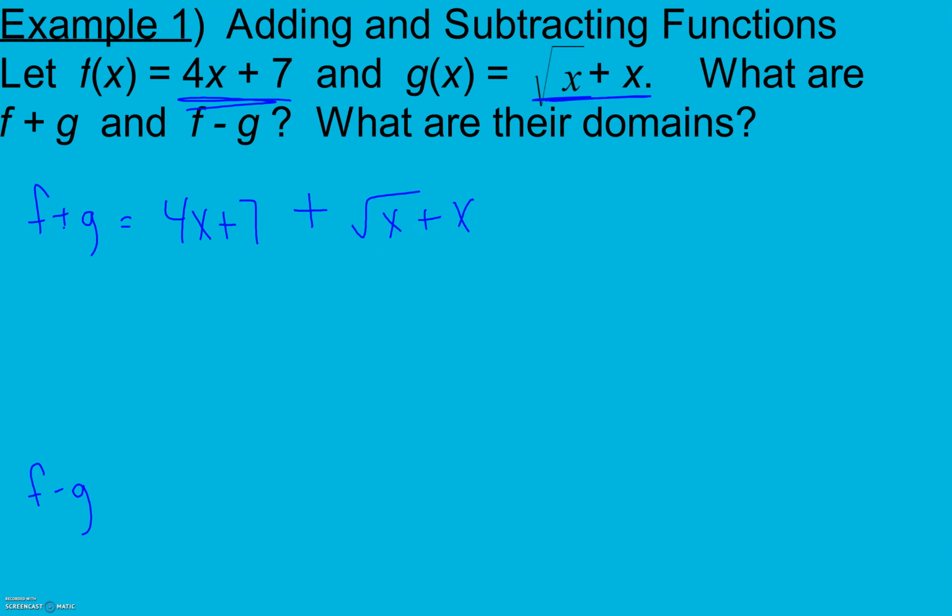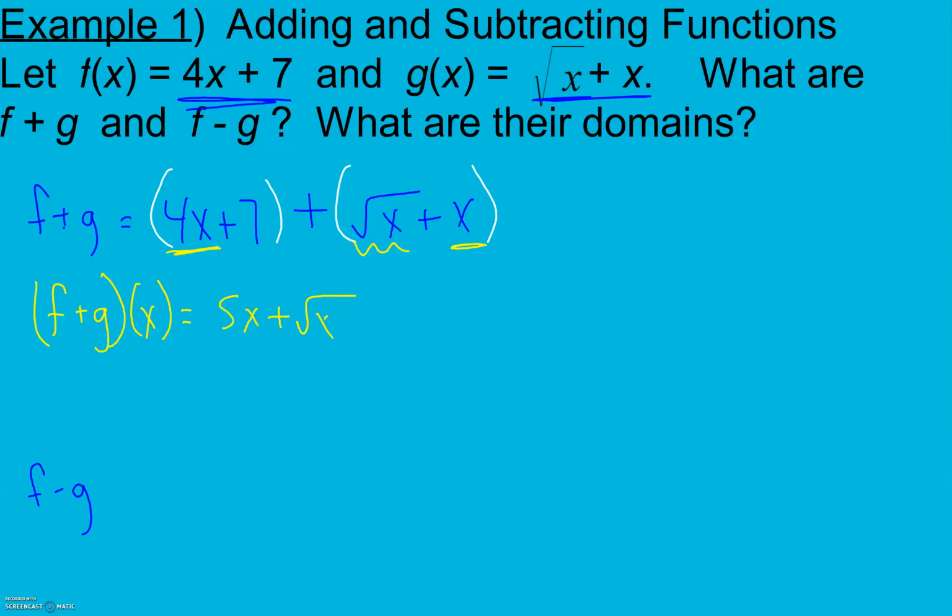And we can put these in parentheses if we want to here, but since all we're doing is adding, we don't need them. I'm going to combine my like terms. So (f + g)(x), which sometimes can be written like this, is going to be 5x plus the square root of x plus 7.